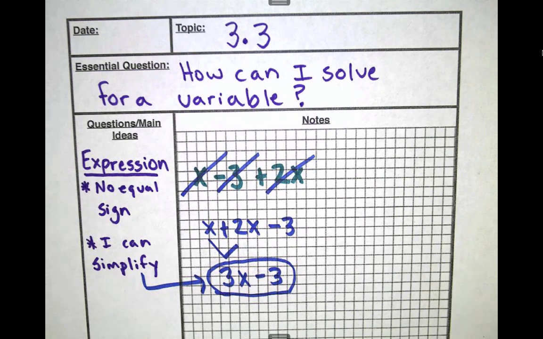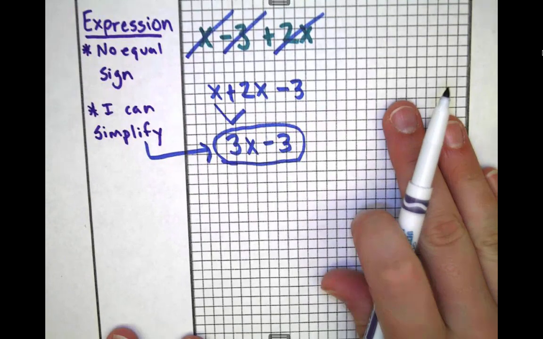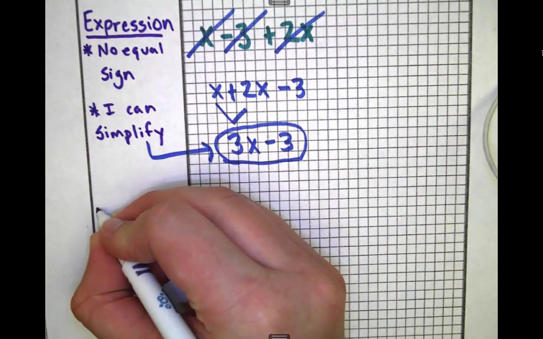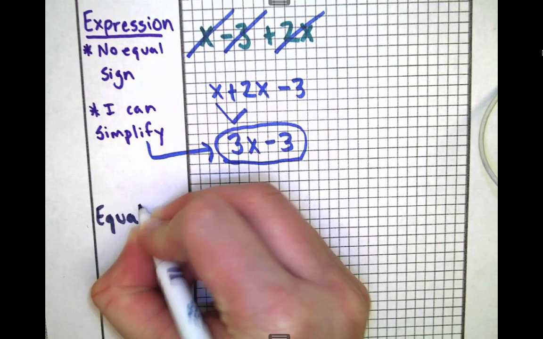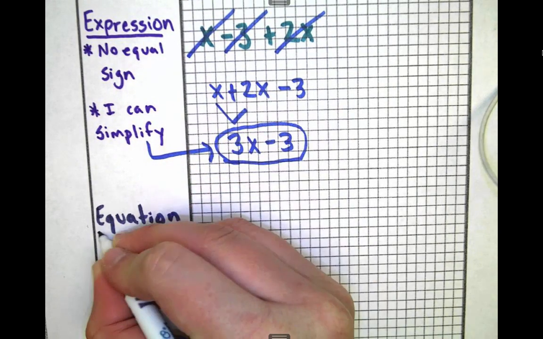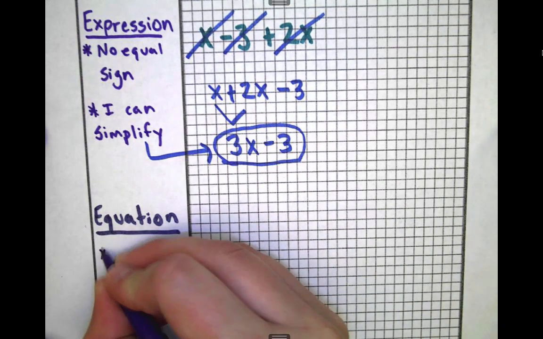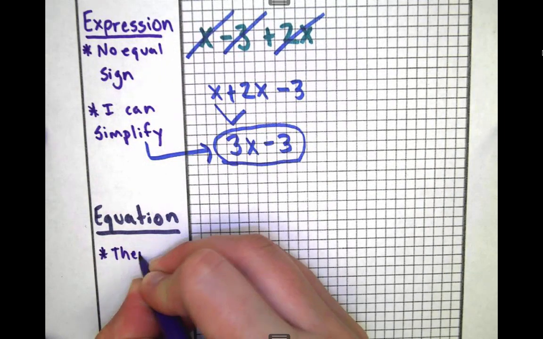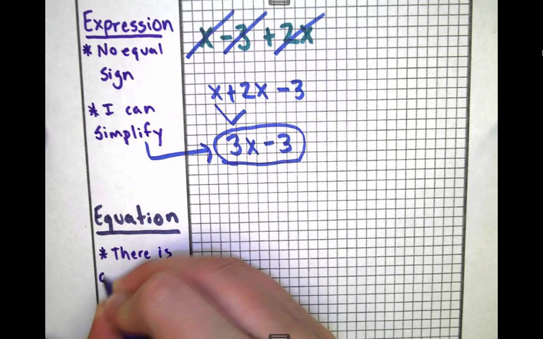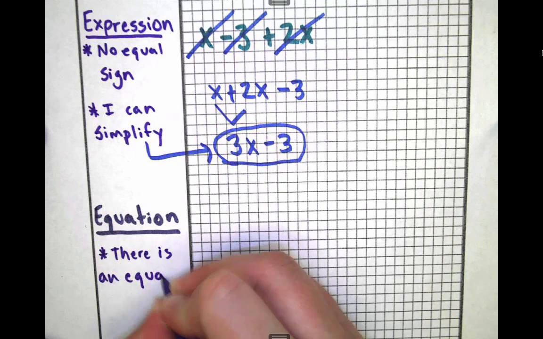So an expression is something that cannot be solved. Let's talk about what an equation is. So down below this, now I'm going to write over here as a main idea, equation. An expression and an equation are different things. Equations do have equal signs. So there is an equal sign.